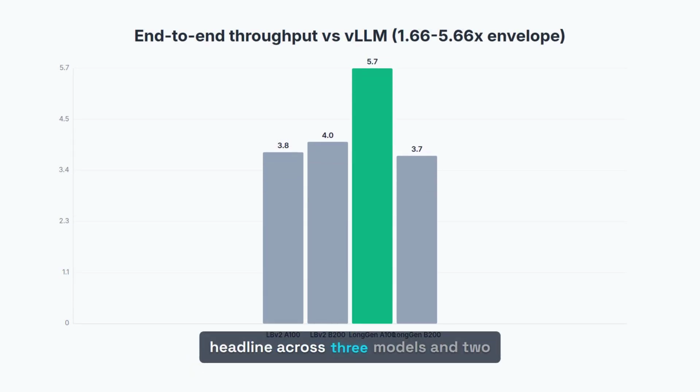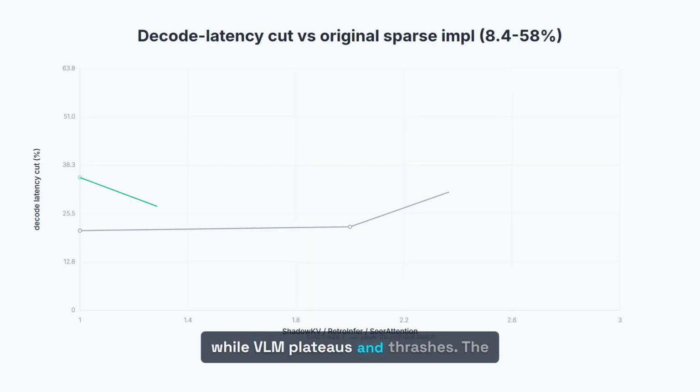The headline, across 3 models and 2 long context benchmarks on A100 and B200 GPUs. Spin sustains 1.66 to 5.66 times higher end-to-end throughput than vLLM and 7 to 9 times lower time to first token. It does this by slashing per-request GPU memory demand, so the server packs larger batches. Spin holds 2.5 to 3.3 times bigger average batches while vLLM plateaus and thrashes.